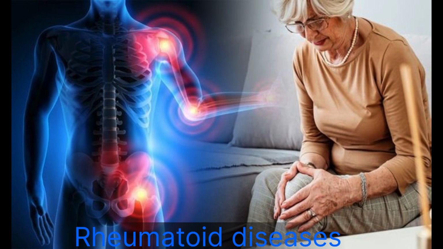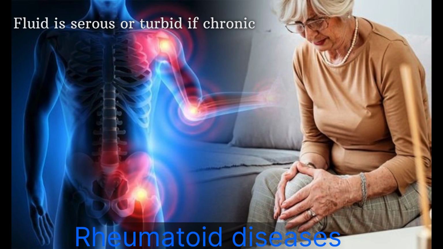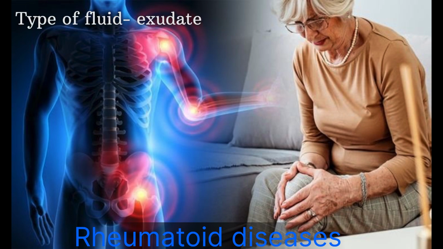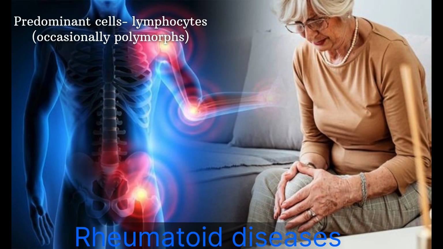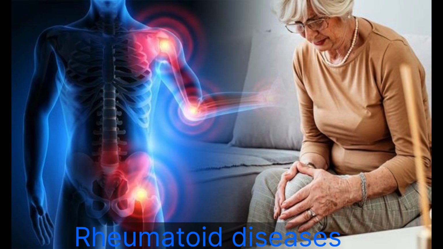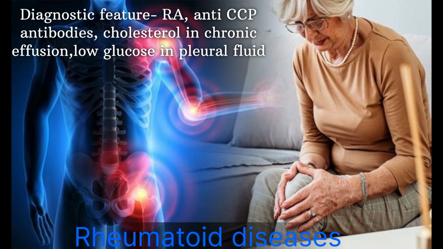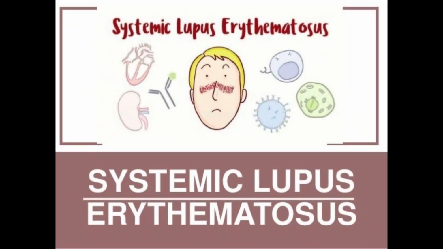If pleural effusion is caused by rheumatoid disease, the fluid is serous, turbid if chronic. Mainly serous fluid is there, and if it is chronic, it may be turbid. The type of fluid is exudate, and predominant cells are lymphocytes, occasionally polymorphs. The diagnostic features are rheumatoid arthritis, rheumatoid factor and anti-CCP antibodies, cholesterol in chronic effusion and very low glucose in pleural fluid.